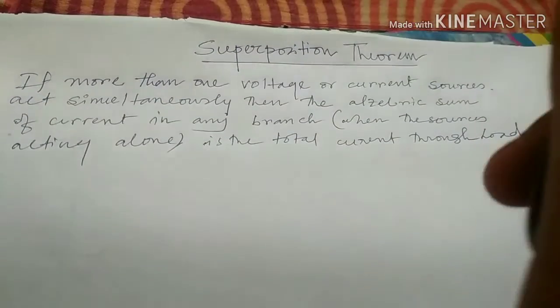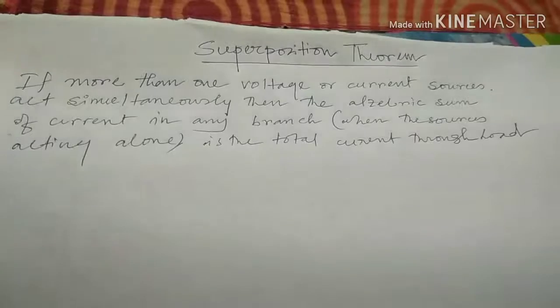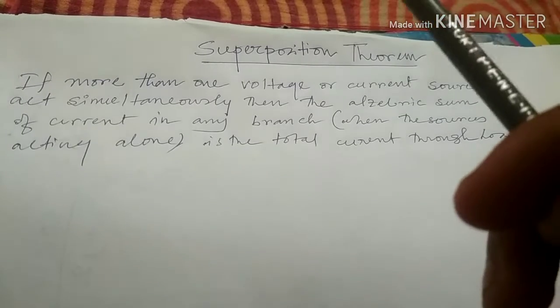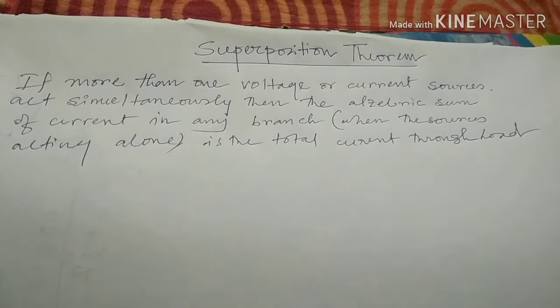In various circuits, we see that voltage sources and current sources act simultaneously, or more than one voltage source and more than one current source are present in the circuit. Then we calculate the total current through the load by acting the sources alone and finding the current through it. I will describe how to calculate this.